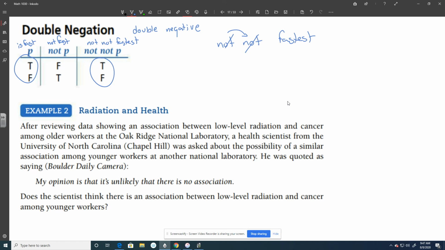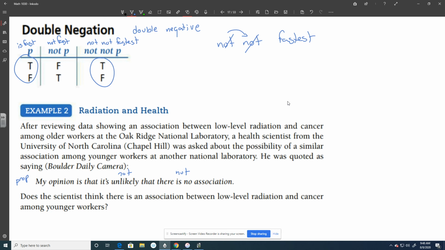And so this is what his quote is. This is the proposition right here. Okay, this is our P. This is our proposition. My opinion is that it's unlikely that there is no association. So his opinion is that it's unlikely that there is no association. So this unlikely term is a not term. And there not being an association, there is no association, is another not term. So those two cancel each other out.